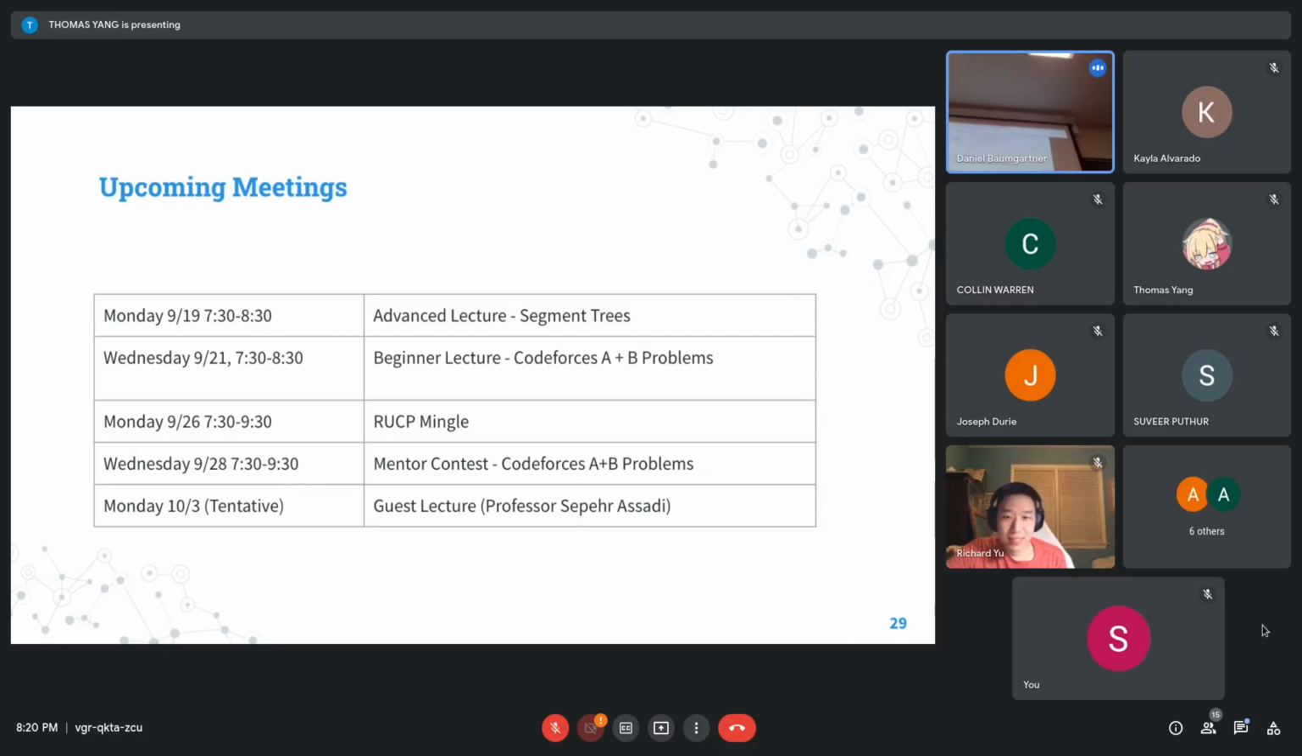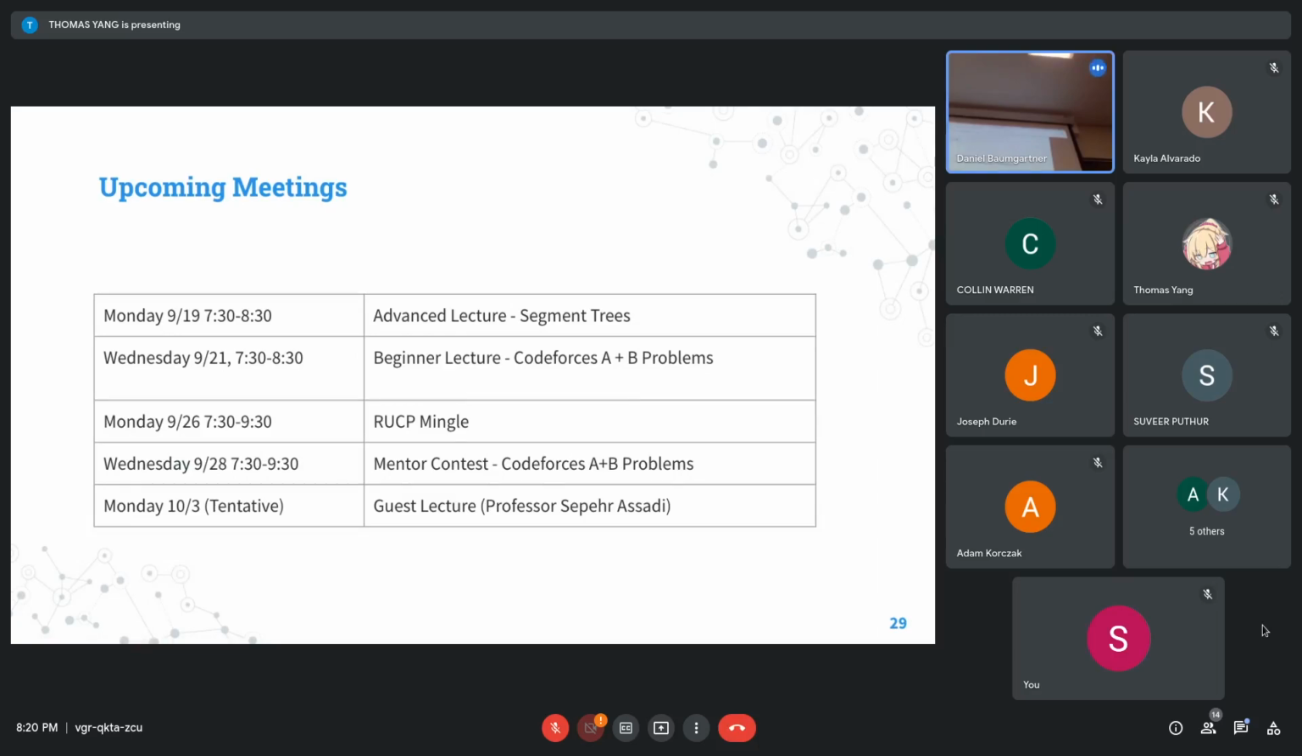The mentor contest is 2 hours because that's how long a Codeforces round is. But if you have to dip early, it's no problem. Or if you want to come late or you have to come late, that's also perfectly fine. We should have enough people to put you in whatever group you want, or any group that's available.